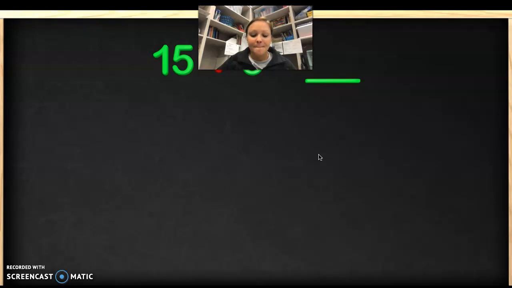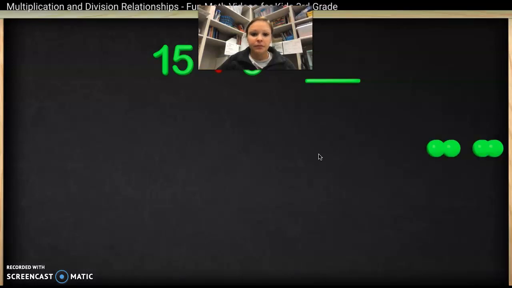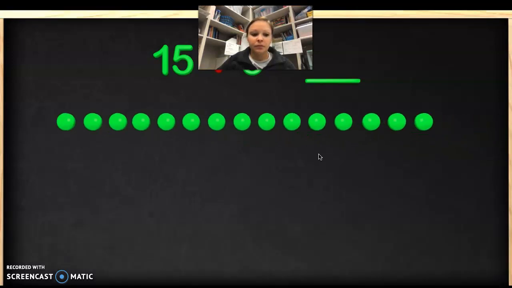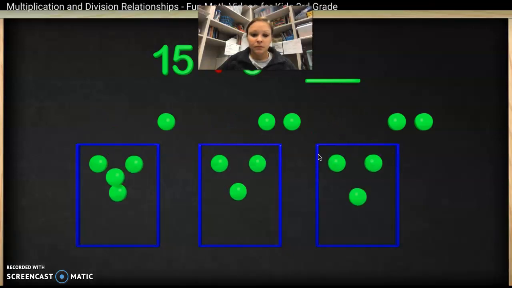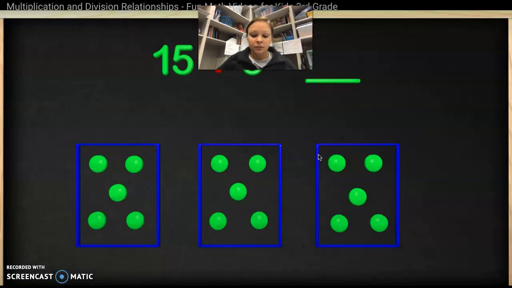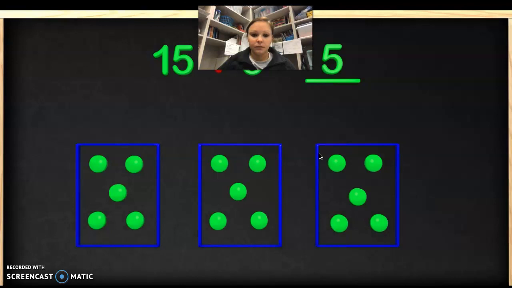15 divided by 3 equals blank. 15 is the large number or total of dots. We are dividing the 15 dots equally among 3 groups. We start by using our 3 groups and share the dots equally. To do this, we will put 1 dot in each group until they are gone. How many dots are in each group? The answer is 5. Great job! So 15 divided by 3 is 5.